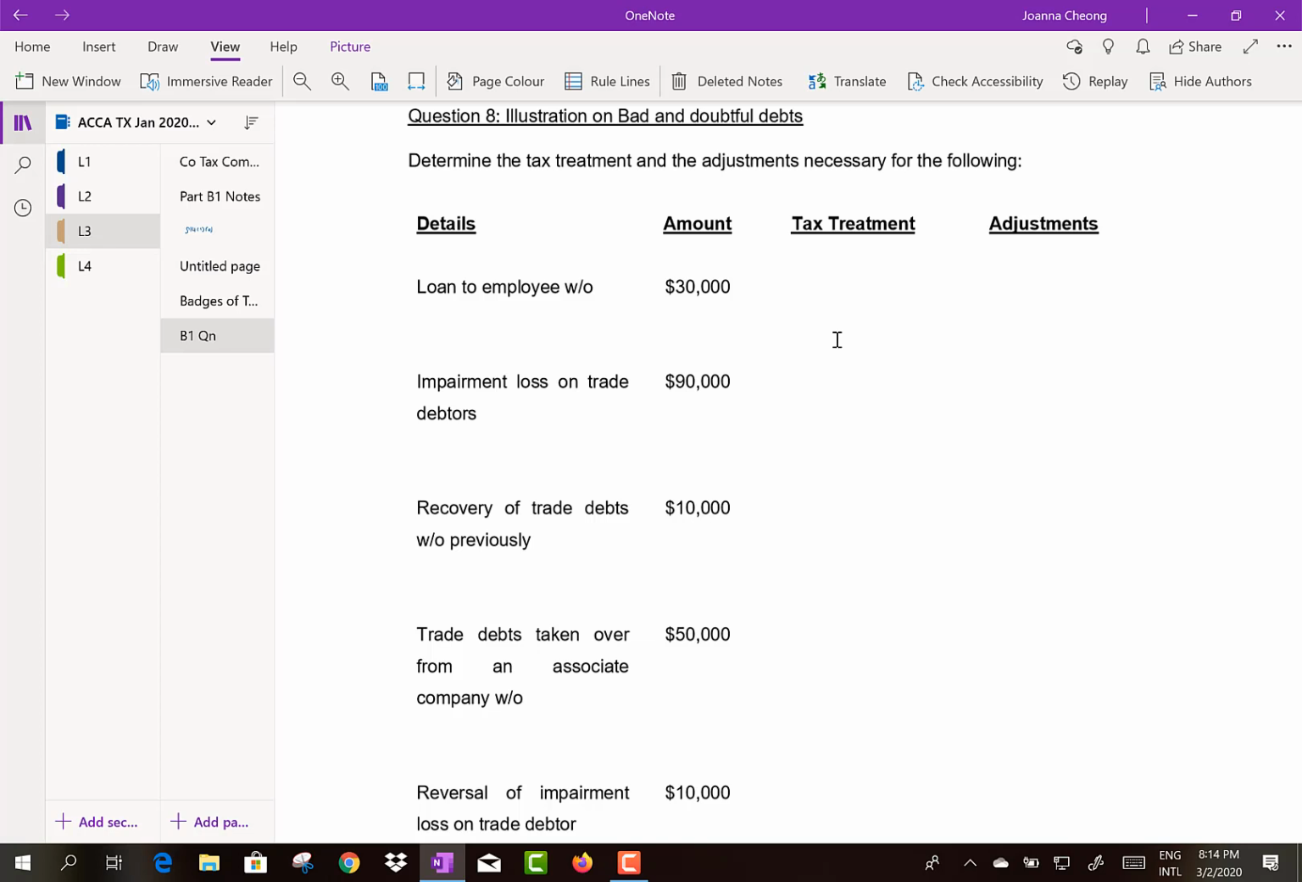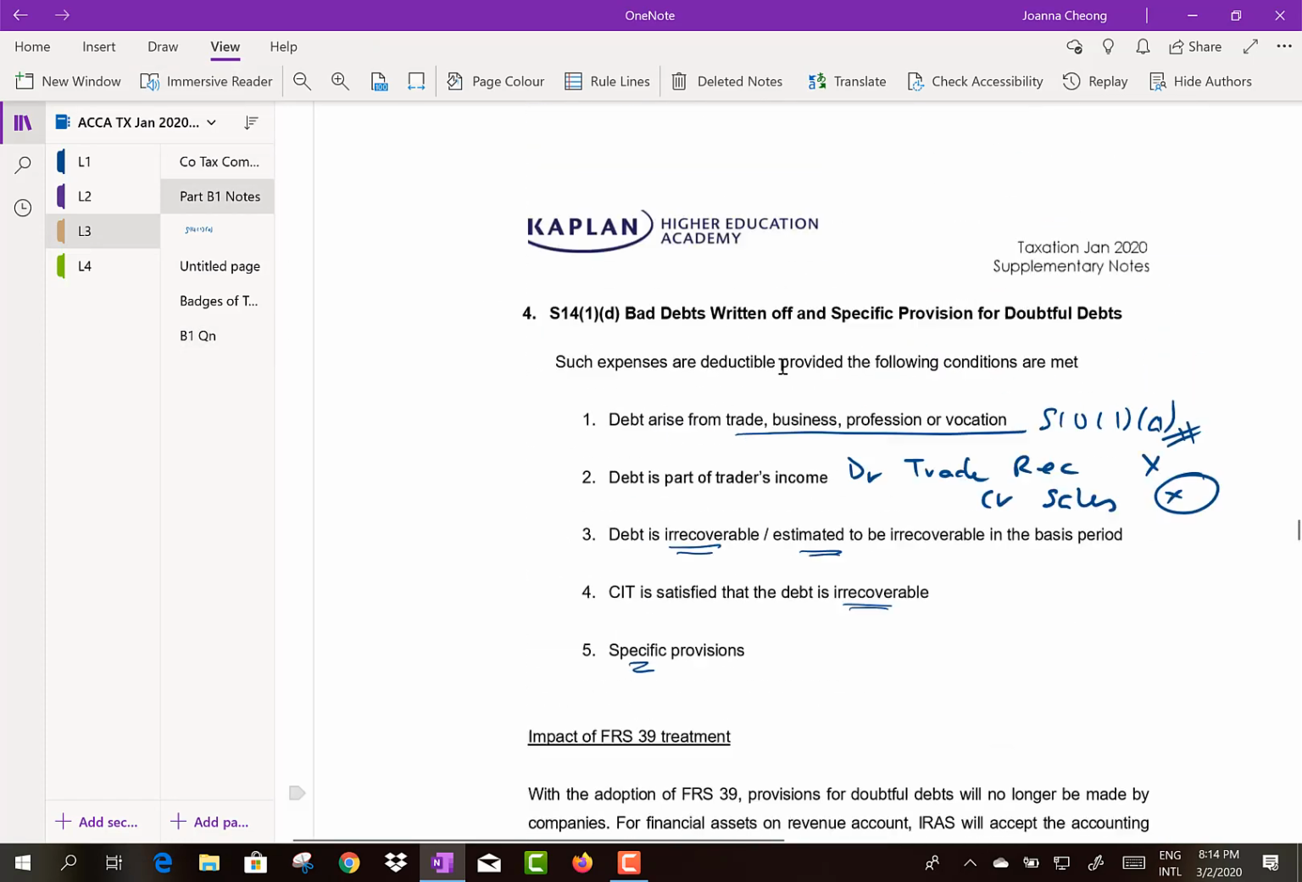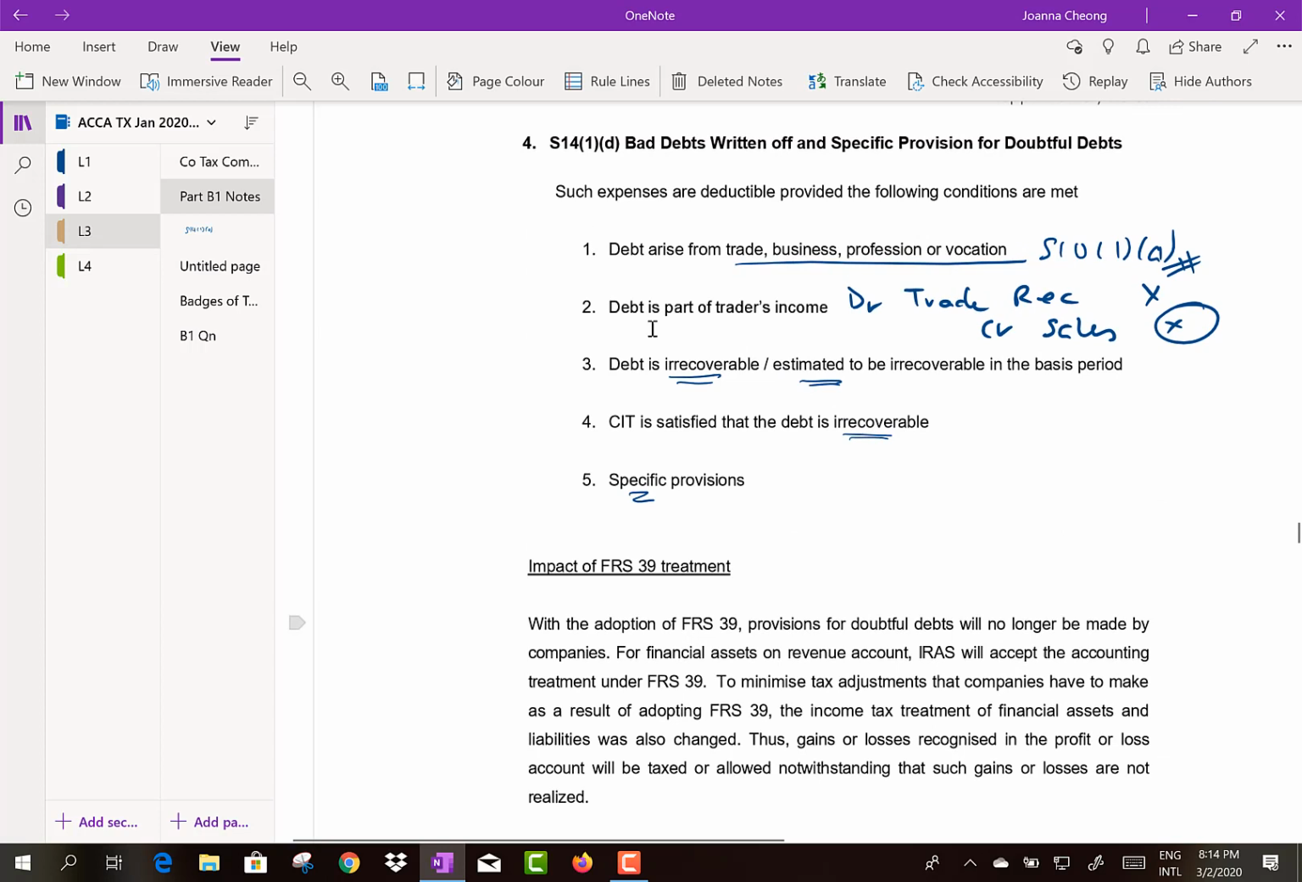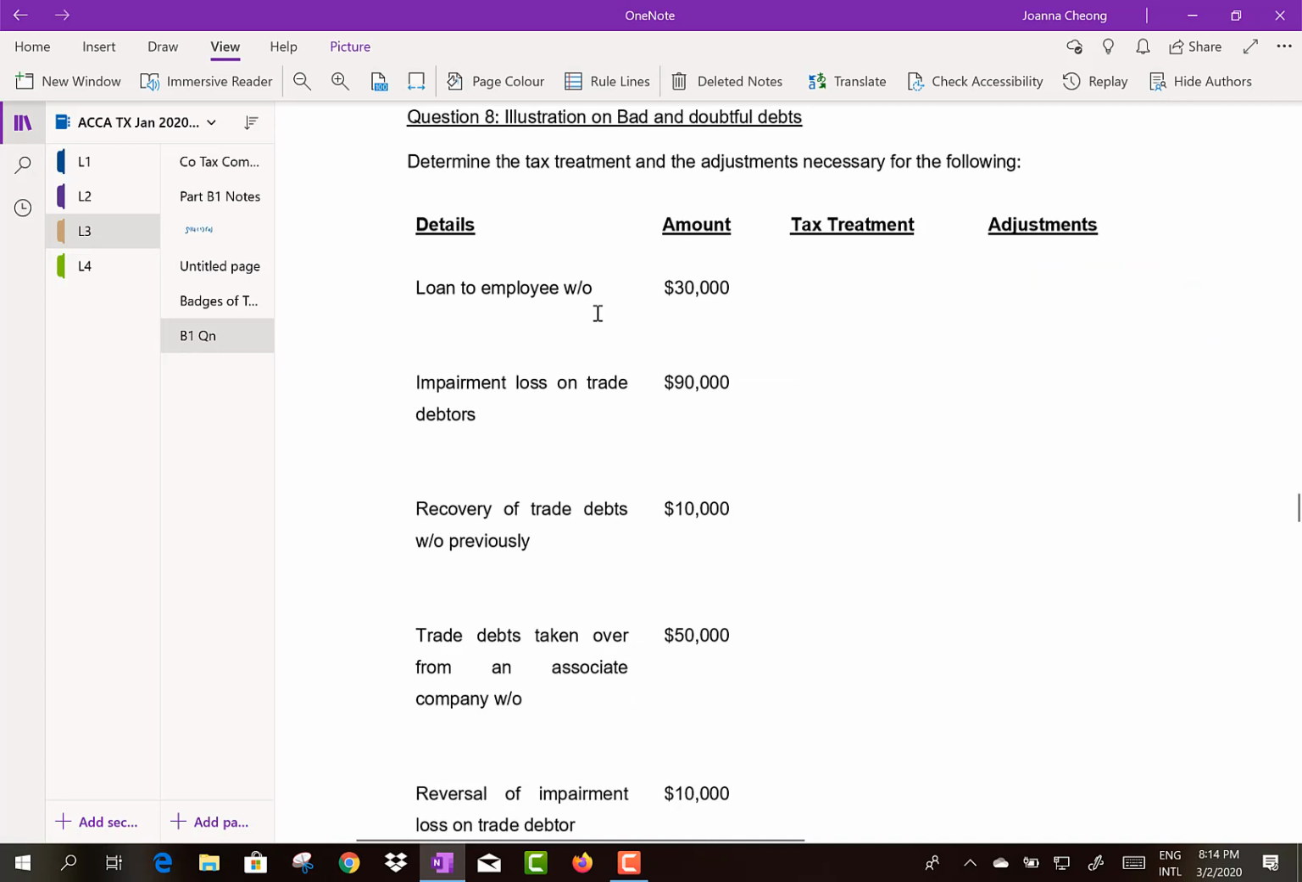If you were to strictly look at the condition that you see on page 10, do you think the loan amount is part of the trader's income? Is it from the sales figure? No. All right. So strictly speaking, IRAS will not allow you to claim a deduction. Okay? So if you see words like this, please say that it is not deductible. Add back. Alright, because it's not a trade debt. You are not in a business of lending money to people. It's not your trade.